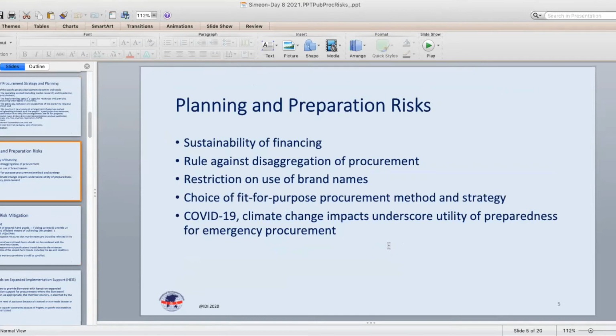So this slide, planning and preparation risks, highlights a number of risks, some of which have actually come up today in the discussion. The sustainability of financing was one that was mentioned, in particular the co-financing obligations of the borrower government. Another example of planning and preparation risk is the rule against disaggregation of procurement. In other words, the artificial splitting of procurement with the aim of avoiding more stringent, more transparent, more competitive procurement proceedings, the splitting of procurement.